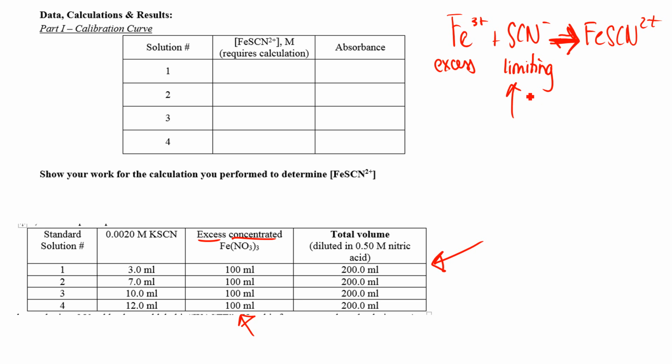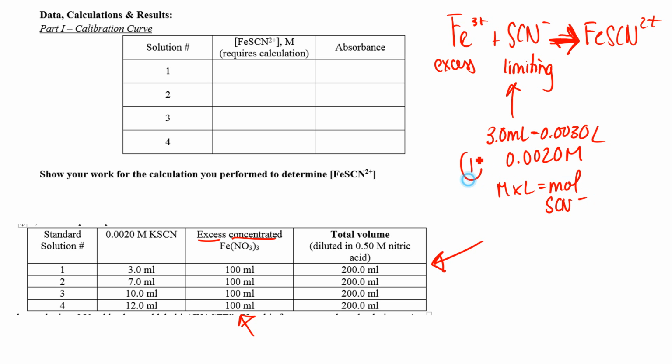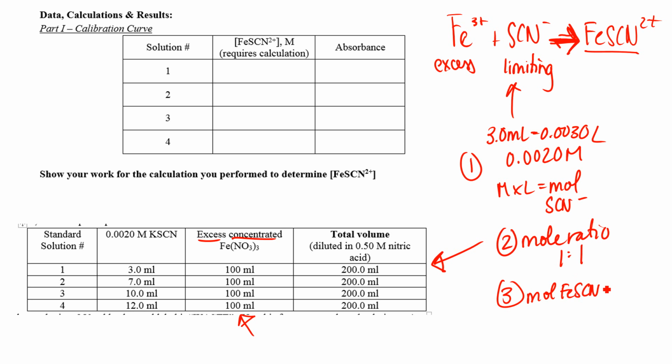So for example, in solution 1, we have 3 mL, which is 0.0030 liters, and our molarity is 0.0020. So we can take our molarity times liters to find moles of SCN minus. Okay, so that's step 1, find moles of SCN minus. Step 2, use your mole ratio to find moles of FeSCN. Notice in this case that's easy because it's a 1-to-1 mole ratio. And then that'll give you moles of FeSCN.